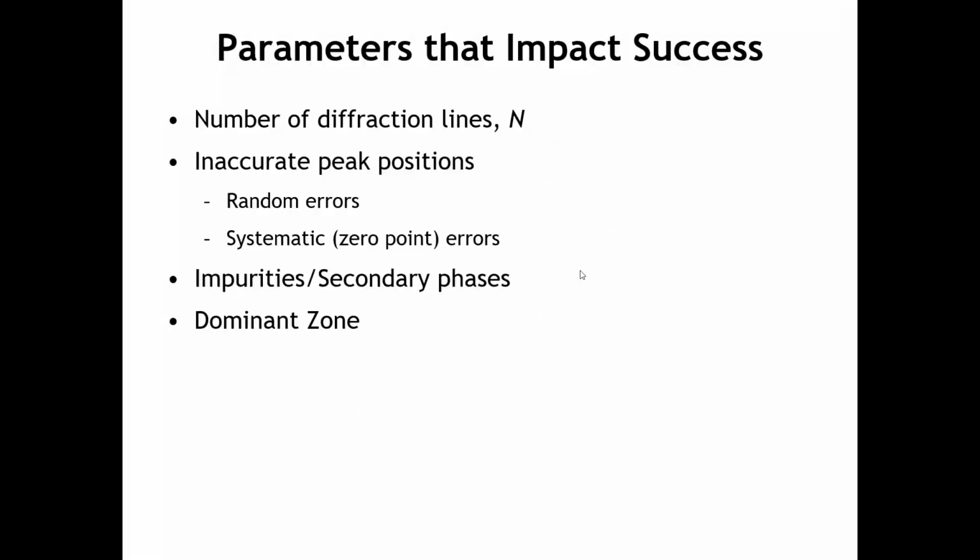What are some parameters which determine whether the indexing might be successful or not? So here are some things that matter. Your chances of success depend on how many diffraction lines you put in. Any inaccuracies in the peak positions, either random or systematic, can have a deleterious effect on your chances of success. If you have impurities or secondary phases, that is, there are some crystals in your sample which are a different phase, the more of that you have, the harder it is to index a diffraction pattern. And then there's something called the dominant zone, when one or more of the unit cell axes gets very small. I'll talk a little bit about that at the end.